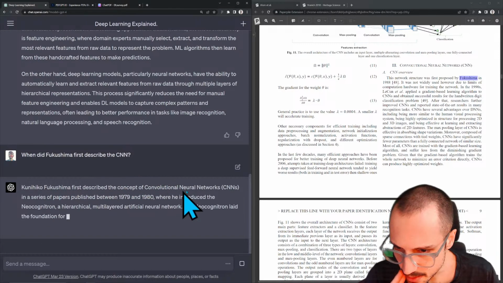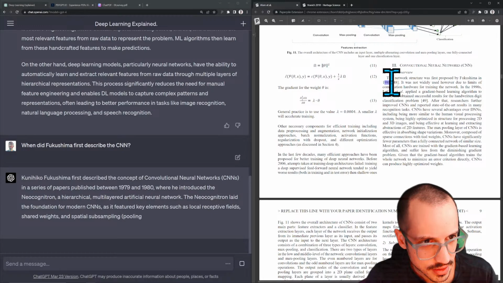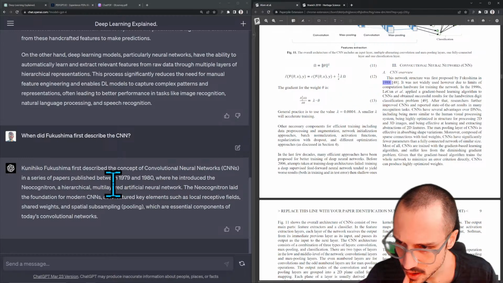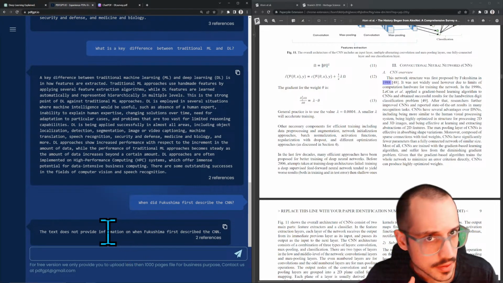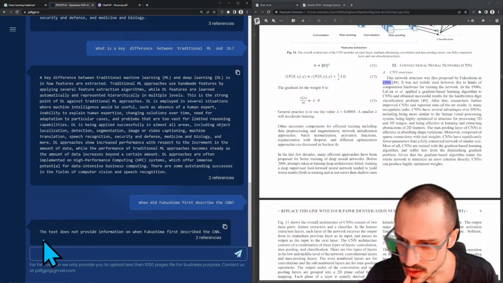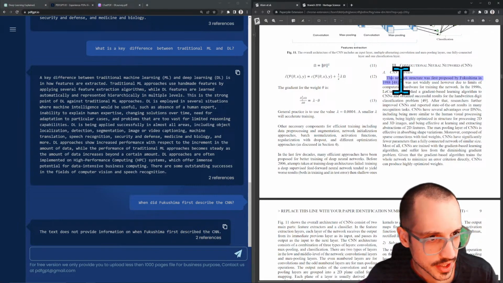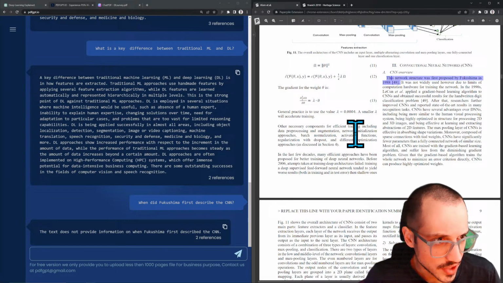Fukushima first described the concept of CNNs in a series of papers published between 1979 and 1980. Okay, so 1988 is actually the date here in the PDF, so something is wrong. The text does not provide information on when Fukushima first described the CNN. Oh no. Okay, there you go. So ChatPDF GPT, not able to find this.